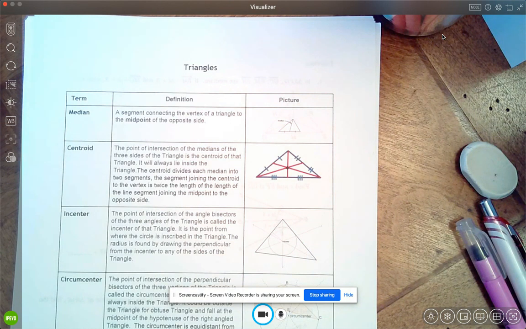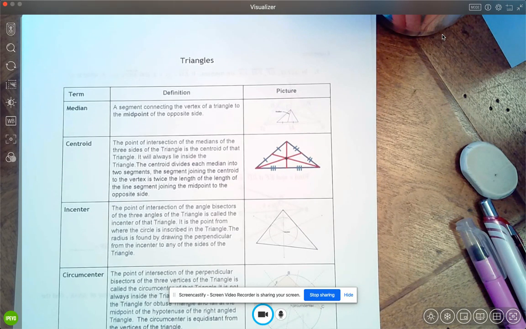I'm not going to do any big problems with triangles. We're just going to talk about some of the definitions. This sheet that you see right now is in your Google Classroom, and it is just there as a reference for you. With triangles, we have some terminology that we're going to review.